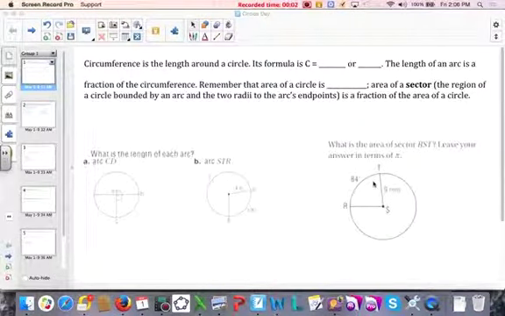If you are in my honors geometry, this is a review. If you are in my regular geometry, this is new stuff. We haven't touched upon this yet.